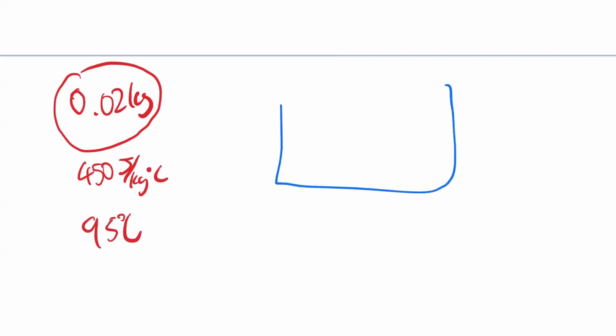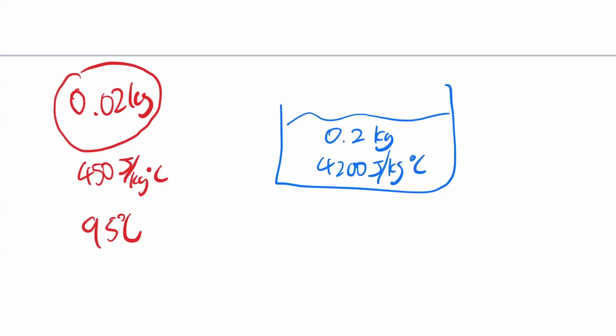Okay, so the question starts off with something like this, right? It says that I have a metal ball that is 0.02 kg with a specific heat capacity of 450 joules per kg degree Celsius and starting off with 95 degrees Celsius. Then after that, I have water, which is 0.2 kg at 4,200 joules per kg degree Celsius. And it starts off at 24 degrees Celsius.